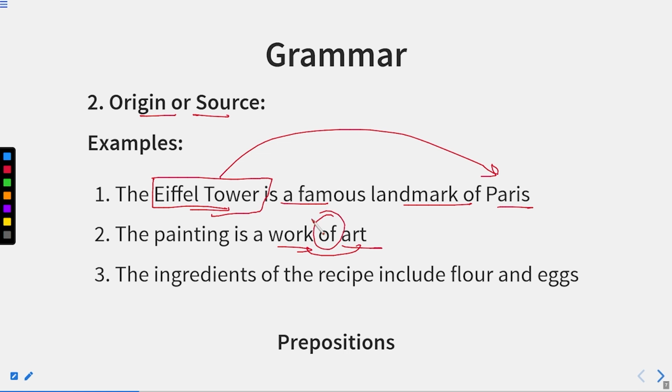The ingredients of the recipe include flour and eggs. So the main ingredient or the origin of this flavor in the recipe originates from flour and eggs, or the sources are flour and eggs. So this is how we can show with the help of preposition of the origin and the source. Now let us move to the next one.